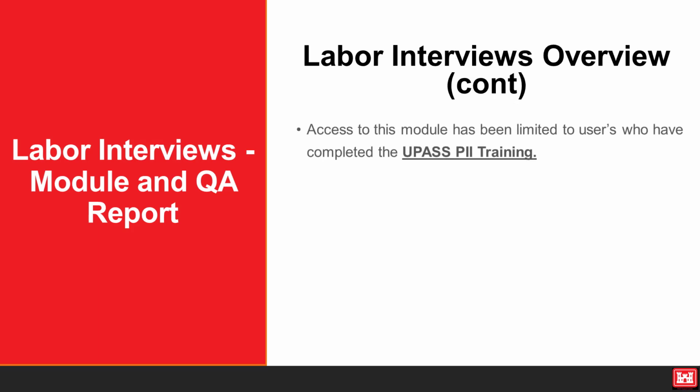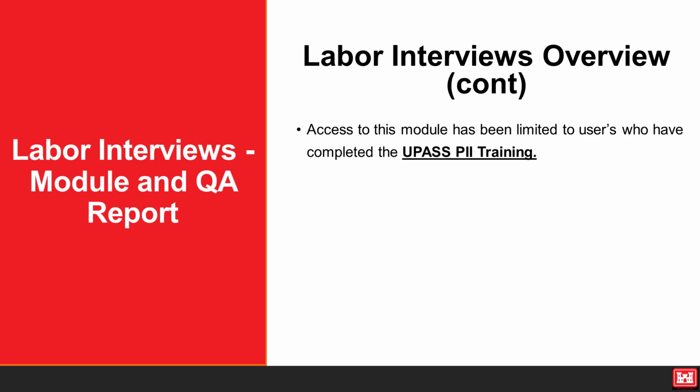Please note that access to this module has been limited to users who have completed the UPass PII training. PII stands for Personally Identifiable Information such as bank account numbers, phone numbers, social security numbers, and other information used to identify a person. Users that log into RMS using a CAC will have access to this module. However, users who log in with a username must submit a PII training certification proof to the PII admin for the user's district to obtain access to this module.